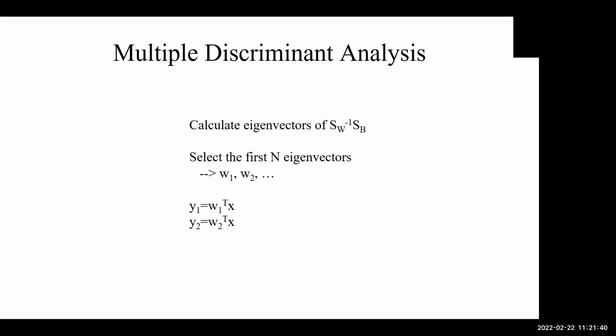So for an 8 by 8, how many eigenvalues are there? 8. And some of them will be bigger than others. Right?